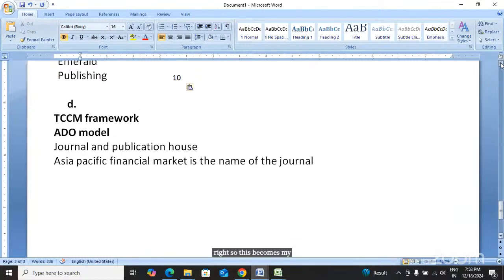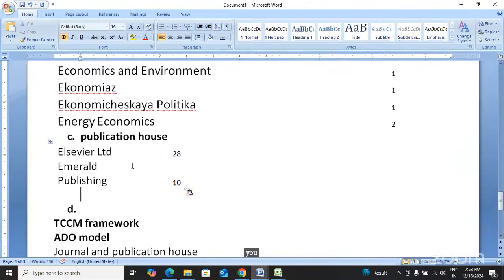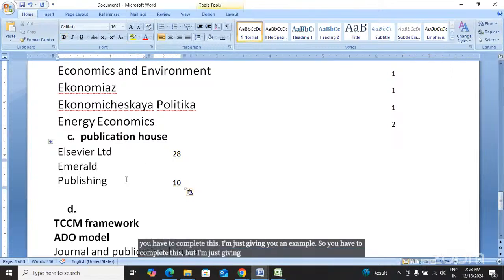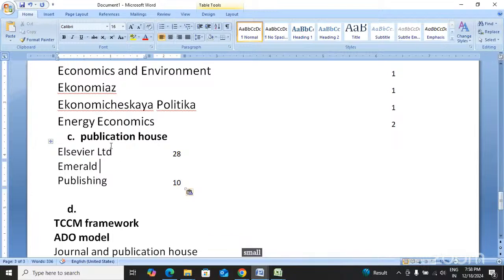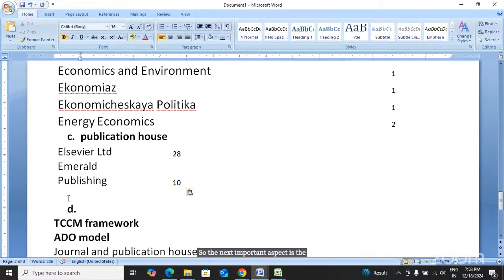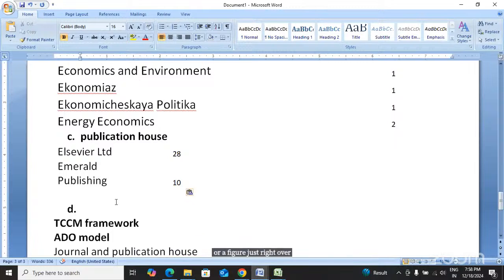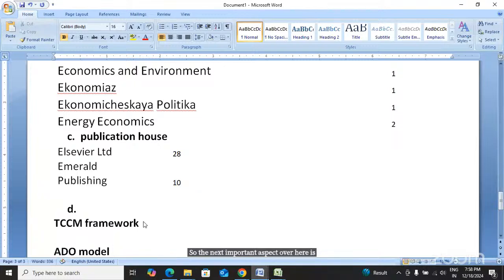You have to complete this, but I'm just giving you an example. I'm taking a small sample size right now. The next important aspect is the publication house. Whenever you are making a table or a figure, just write a caption over here as well, right? The next important aspect over here is the TCCM framework.